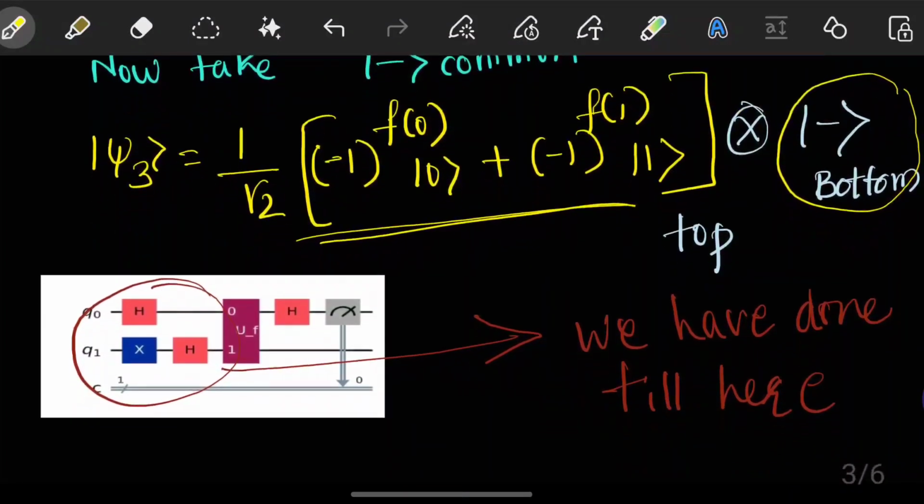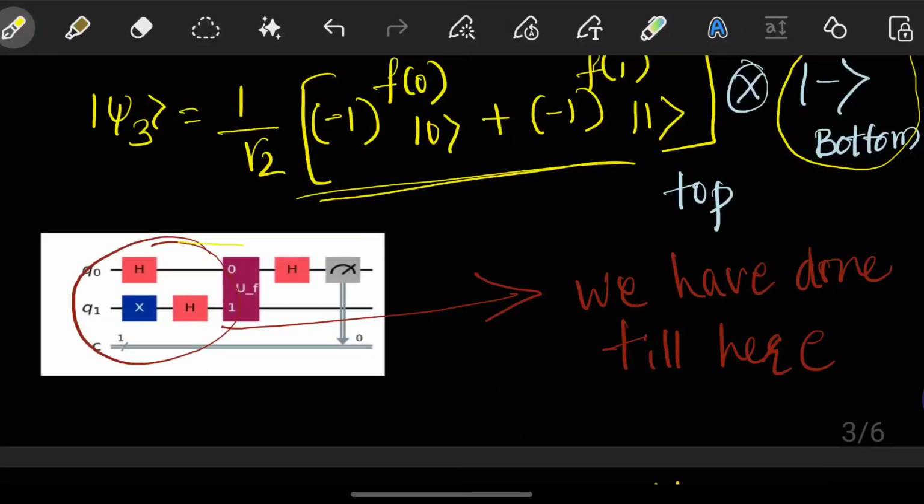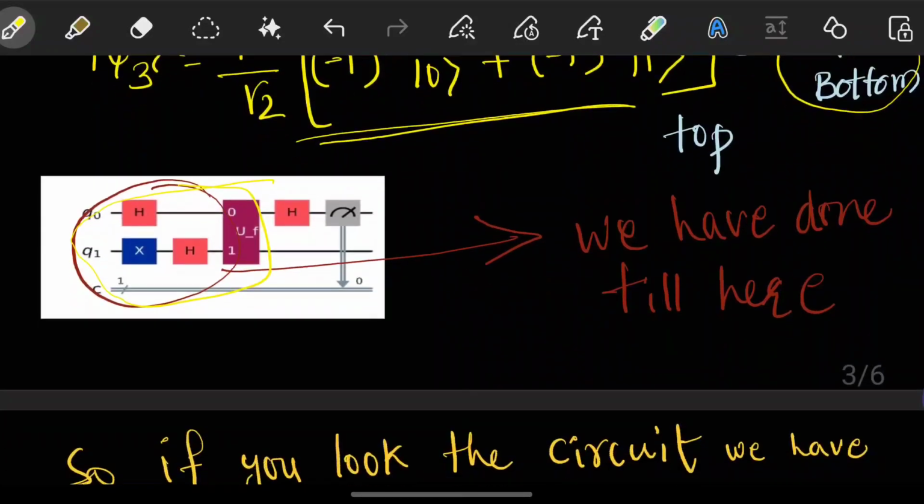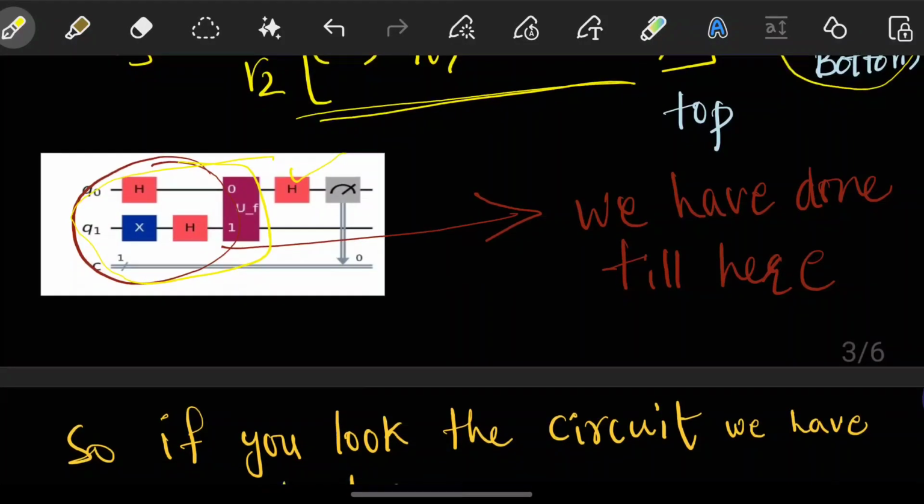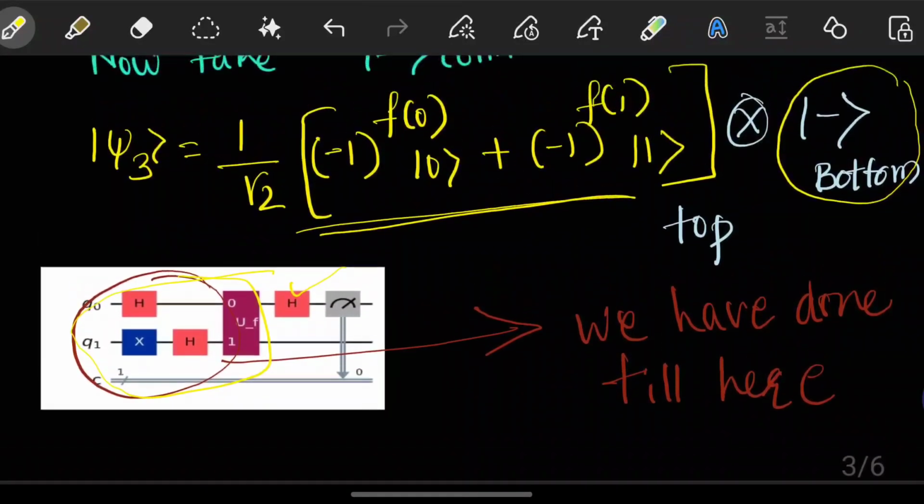Okay, we have done until this part. Okay, now we are completed till this point. Now if you look here, you have a Hadamard gate for the top qubit, not for the helper qubit. So we need to apply the Hadamard gate here to get the output.